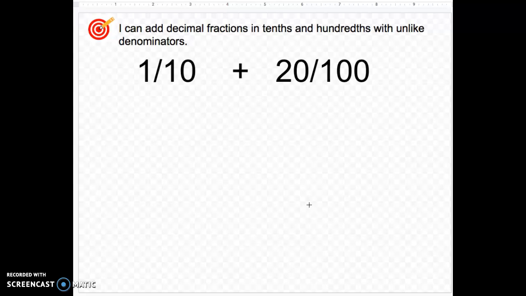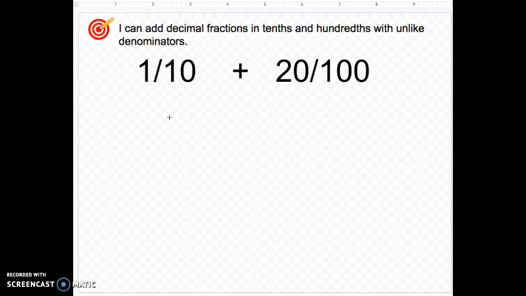Hey, fourth graders. So today our learning target is: I can add decimal fractions in tenths and hundredths with unlike denominators. So right in front of us we have two decimal fractions. Decimal fractions are fractions that end in tenths or hundredths for our purposes. And what we're going to do is try to add these fractions.